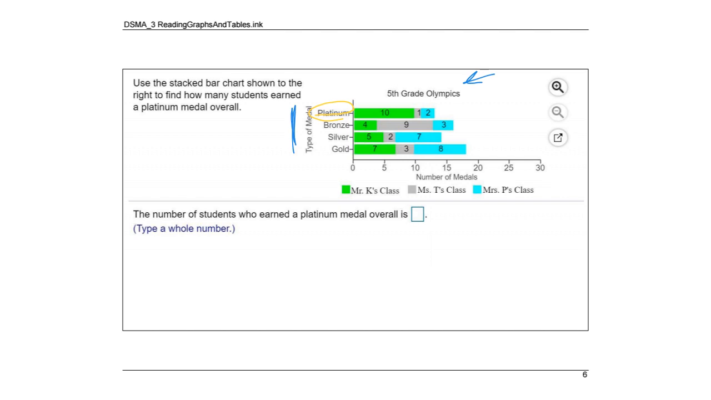So the number of students who earned a platinum medal overall is, so platinum is up here. We want to add Mr. K's class plus Miss T's class plus Mrs. P's class. So we have 10 from Mr. K's class. We have 1 from Miss T's class. And we have 2 from Mrs. P's class. So that gives us 13 students overall, lucky 13. So 13 students earned a platinum medal.